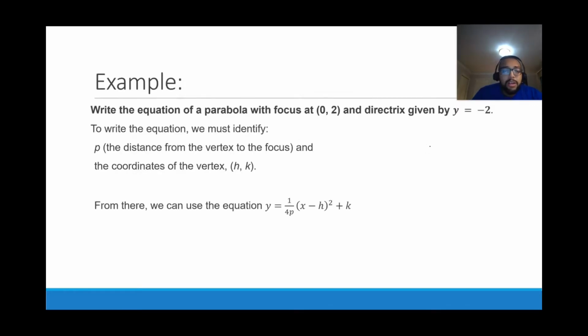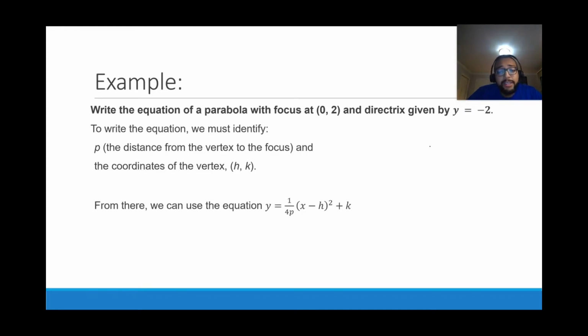And so here is an example that we're going to work through. Here's what I recommend: write down this example. I'm going to show you 3 examples, I believe, so I want you to write these examples down. We're going to write an equation of a parabola that has a focus of (0, 2) and a directrix given by y equals negative 2. So to write this equation, we must identify the value of p and our vertex. If we find those two, we're set.